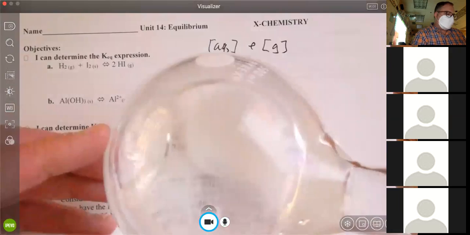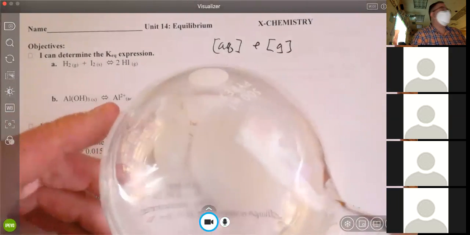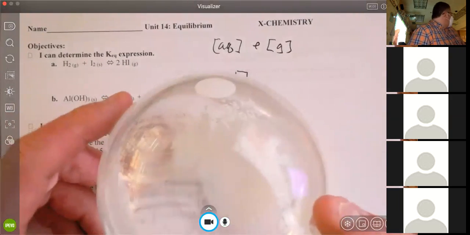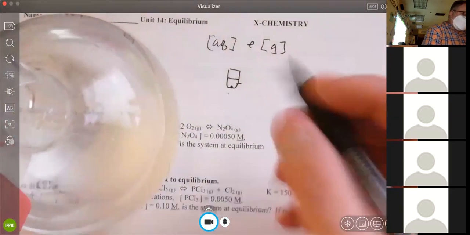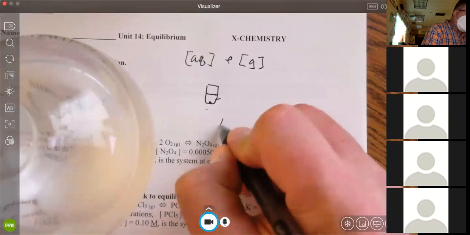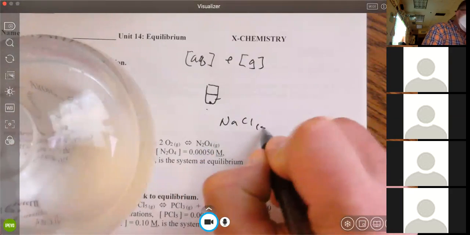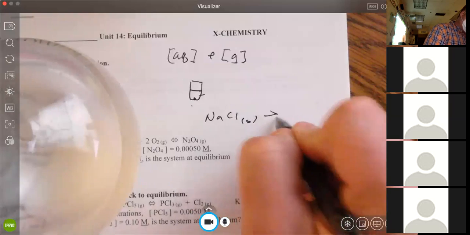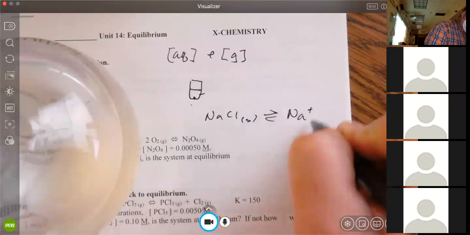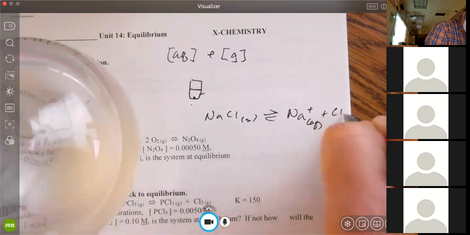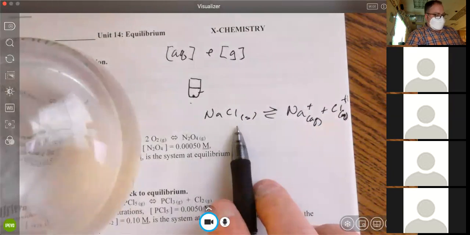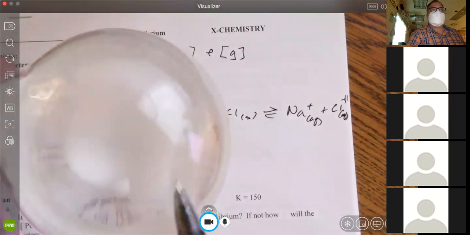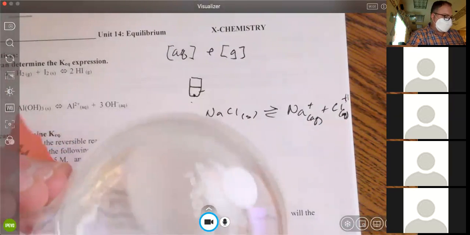That solid is not the same atoms that it was 2 days ago, right? So let's imagine that this is just sodium chloride. Sodium chloride solid will become sodium ions plus chloride ions. But since it's saturated, it means that no more can actually go into solution.